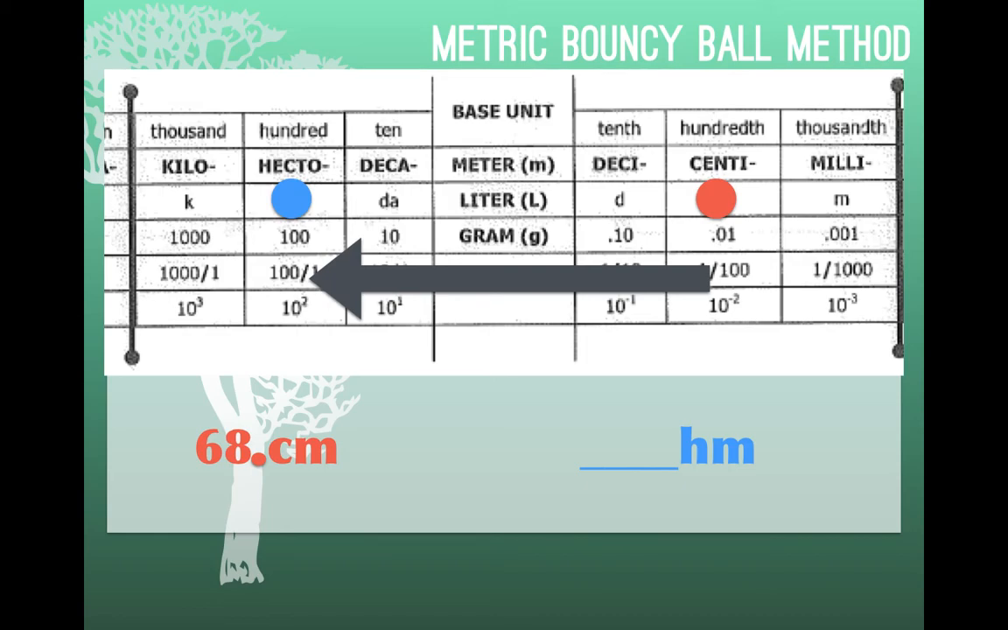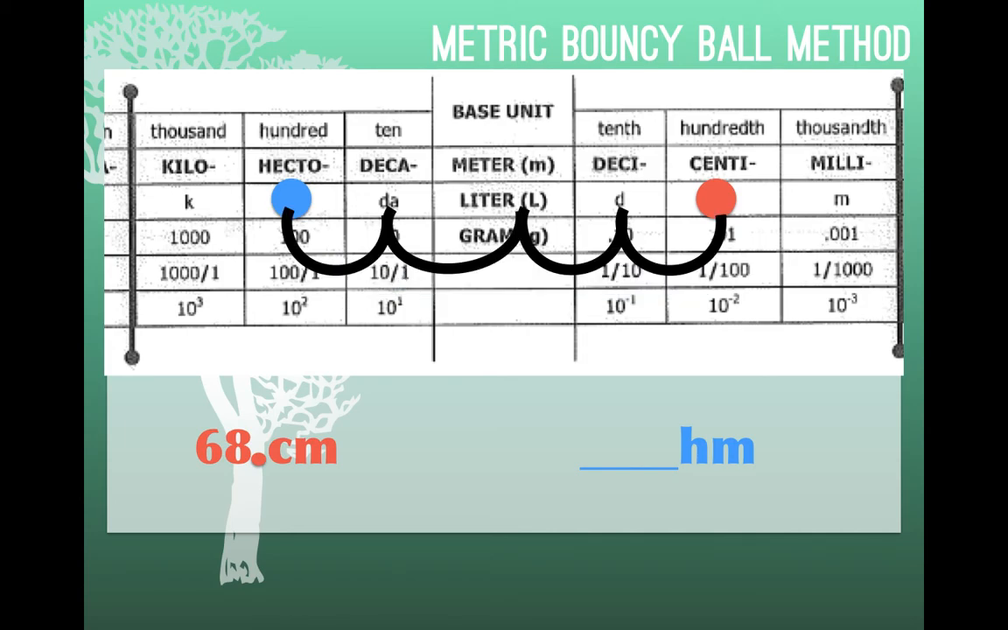So now, step number 4, how many places do I need to move? So you can see the ball has bounced 1, 2, 3, 4 times. And so what that means is for step number 5, I'm going to move my decimal point 4 places. Sorry, I said 5, but that's totally 4. 1, 2, 3, 4. I'm going to move my decimal point 4 places to the left. And so I move that, and my answer is 0.0068 hectometers.